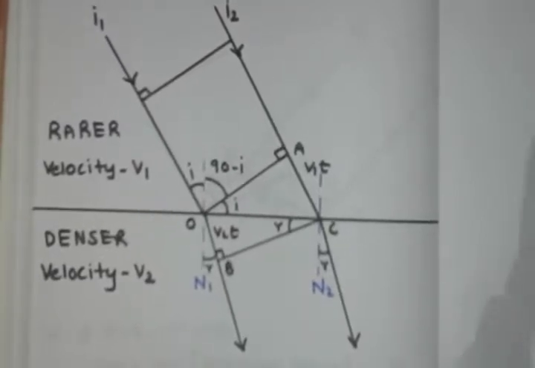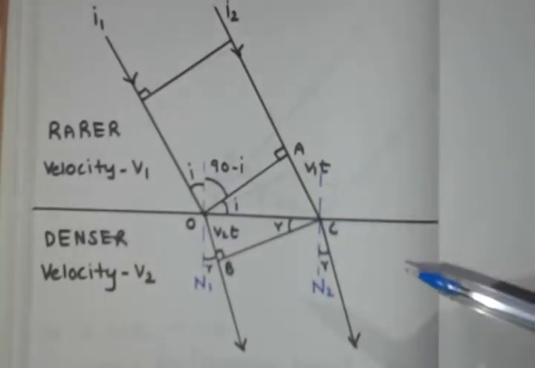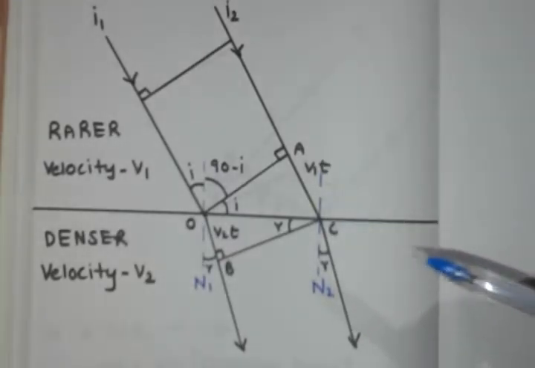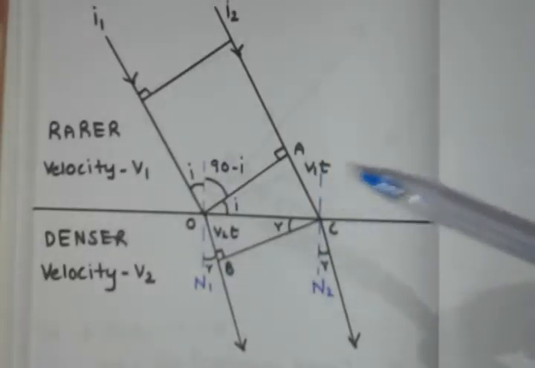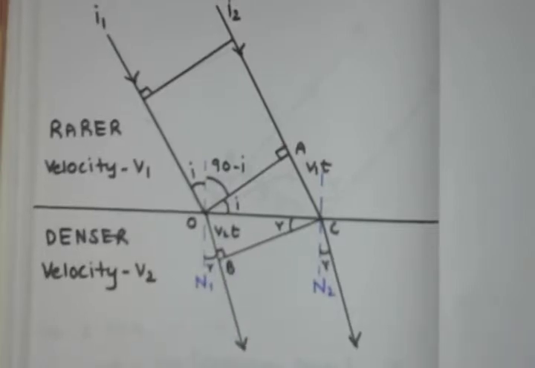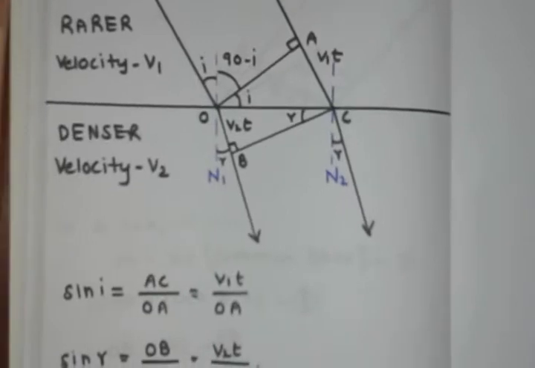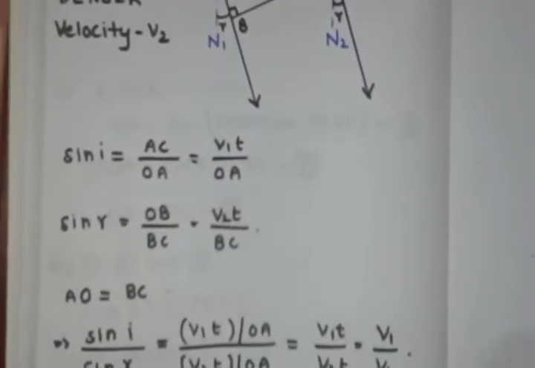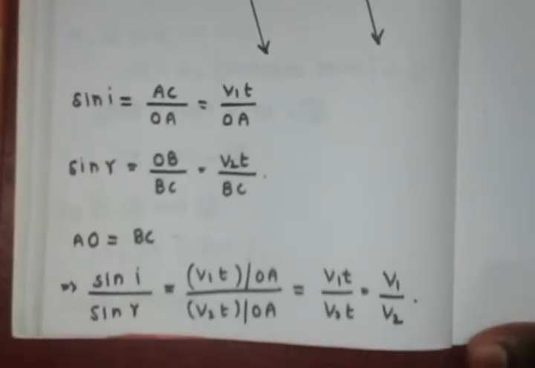Before moving on, I'd like to say that AC is equal to v1 times t, because we know that distance equals velocity into time, and the distance AC, because the ray is traveling in medium 1, is equal to v1 into the time. Also, in the same time t, the light moves from O to B, but in medium 2, light has a velocity of v2, and hence distance OB is equal to v2 times t. Now that all of this is said and done, moving on to the rest of the proof, where we'll have to essentially prove Snell's law, because Snell's law is a law of refraction.